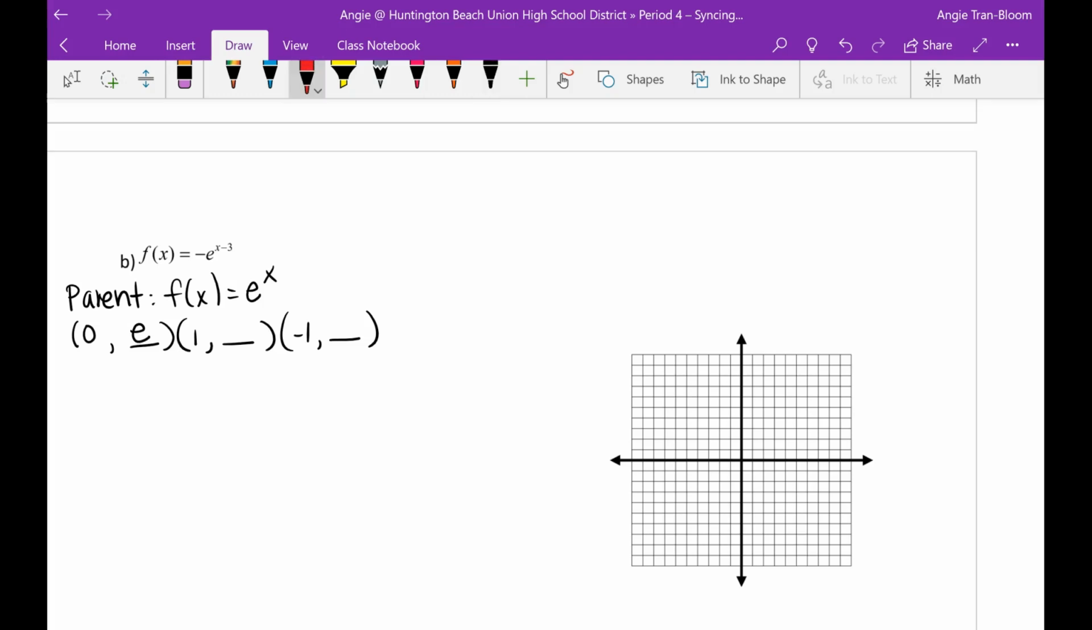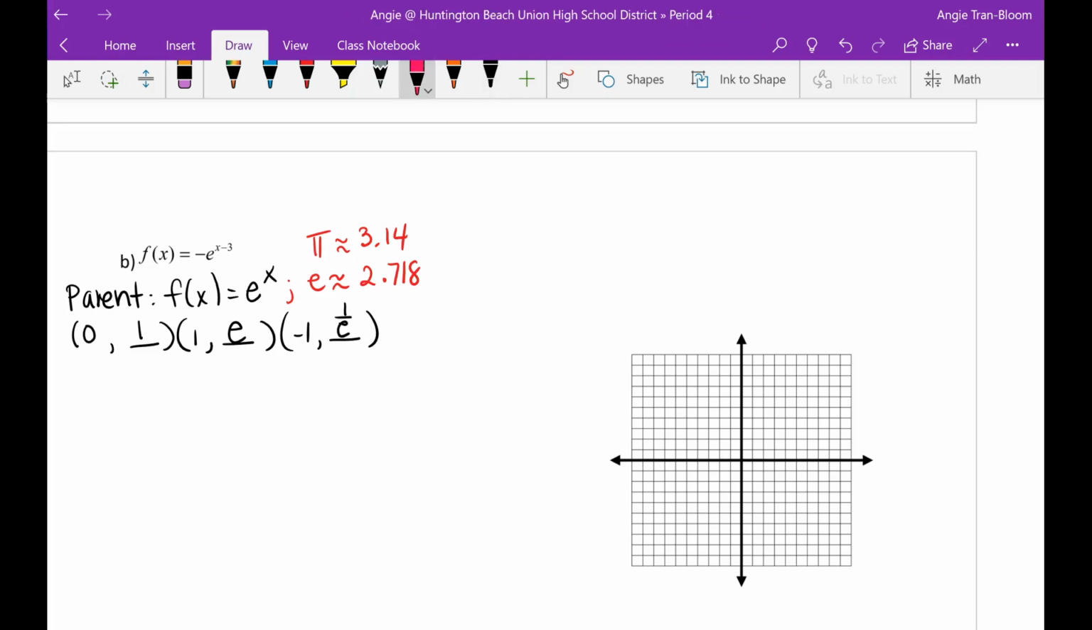Okay. And just to give you a heads up, e is about 2.718. Just like pi is about 3.14. So e is an actual value. It's an irrational value. It's a constant, so don't be scared when you see e. Sorry, e to the 0 is 1. And then when the input is 1, e to the 1 is e. When I plug in negative 1, e to the negative 1 is 1 over e.